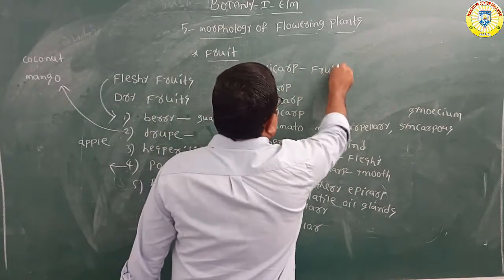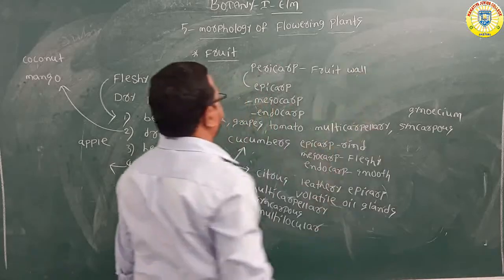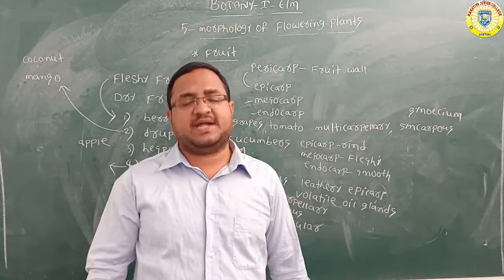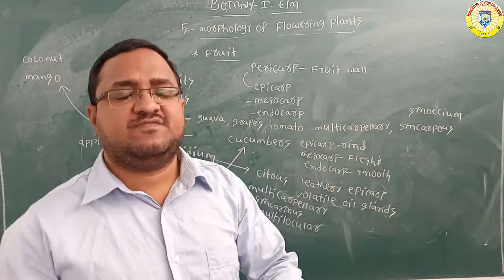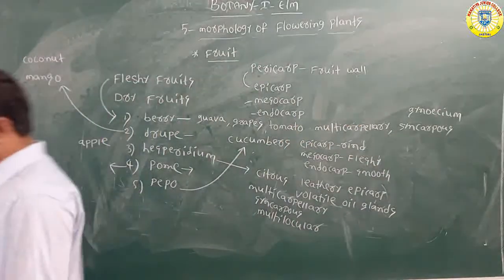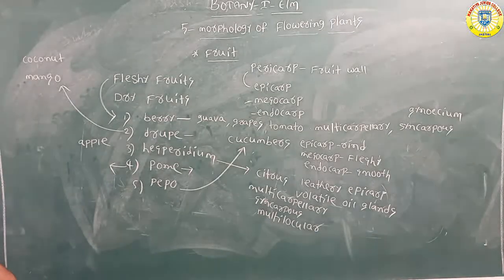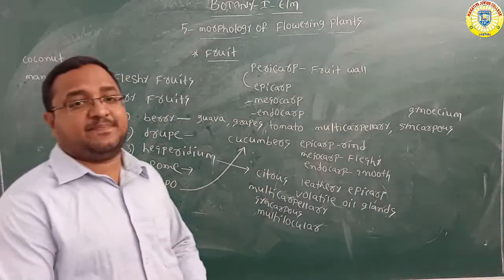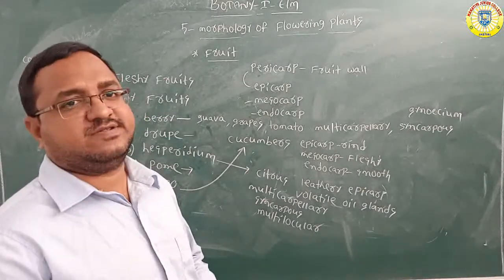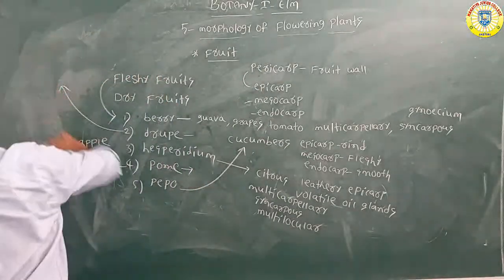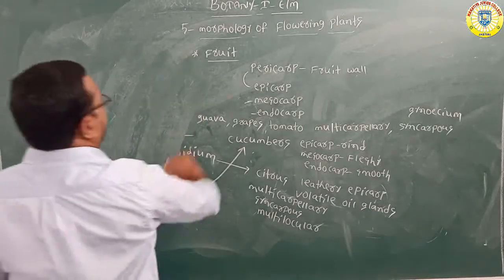Based on the characteristic feature of the fruit wall, fruits are divided into 2 types. Either the pericarp is dry, those are dry fruits, or the pericarp is fleshy, divided into 3 layers, and those are called fleshy fruits. So this is about the fleshy fruit classification. Next, dry fruits. In some fruits the pericarp is dry, not fleshy. Based on that character, dry fruits are also categorized into a few types.